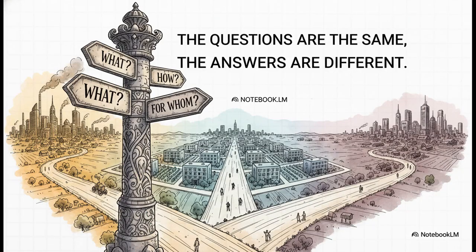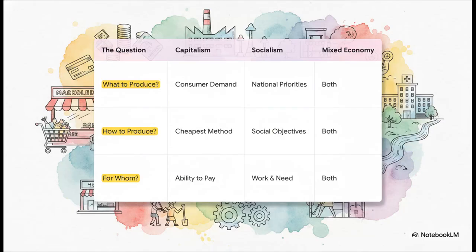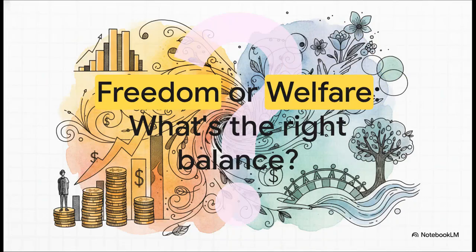So when you boil it all down, each system is just a different way of answering those same three questions. And here's a great little summary showing exactly how each one stacks up side by side. Which leaves us with the big question: what is the perfect balance between individual freedom and social welfare?